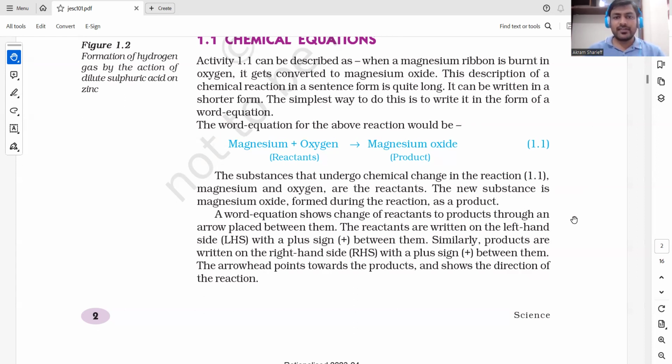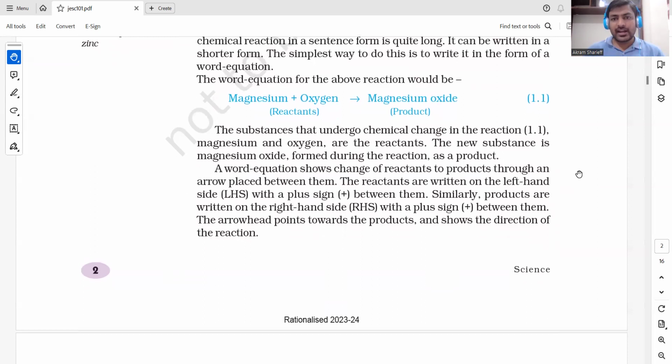Okay. So a word equation shows the change of reactants to products through an arrow placed between them. The reactants are written on the left hand side with a plus sign between them. That means these two are getting added. They may be 3 or 400 also. Reactants may be any number. Products may also be any number. It's not that always a single product is formed. Sometimes 2 products, 3 products are also formed. Similarly, products are written on the right hand side with a plus sign between them.